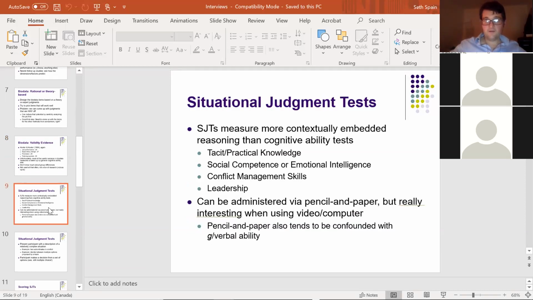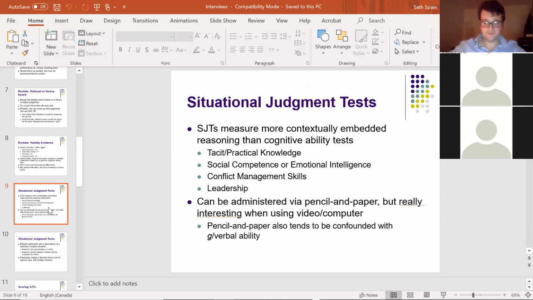The next thing is a similar tool to biodata, but biodata is about your actual concrete past, whereas situational judgment tests are sort of hypothetical. They're designed to measure reasoning and decision making in a way that's much more embedded in particular contexts than typical cognitive ability tests. A cognitive ability test, like the Wonderlic Personnel Test, might ask you to rotate some unusually shaped object in your head in three dimensions, which is a good indication of people's spatial ability.